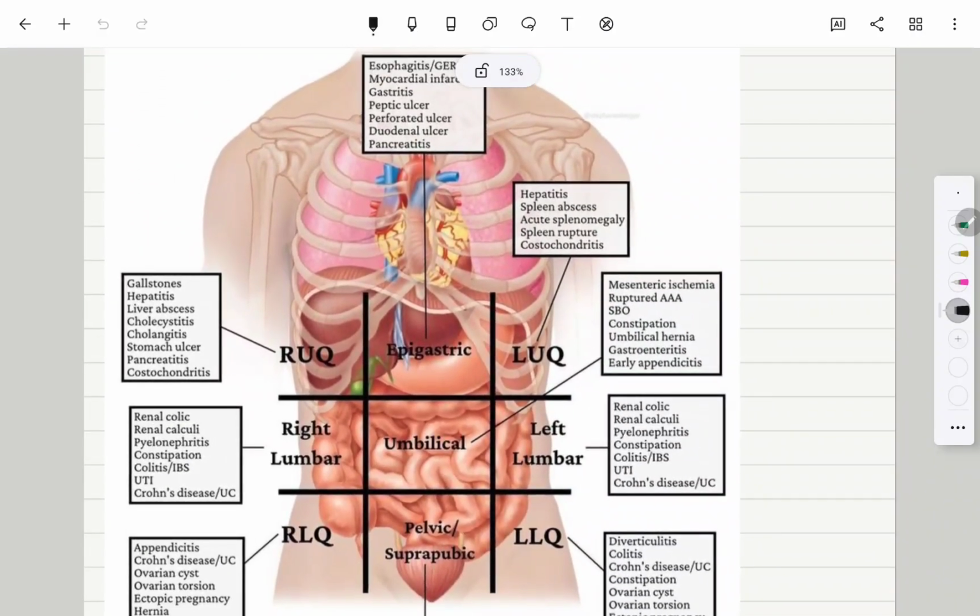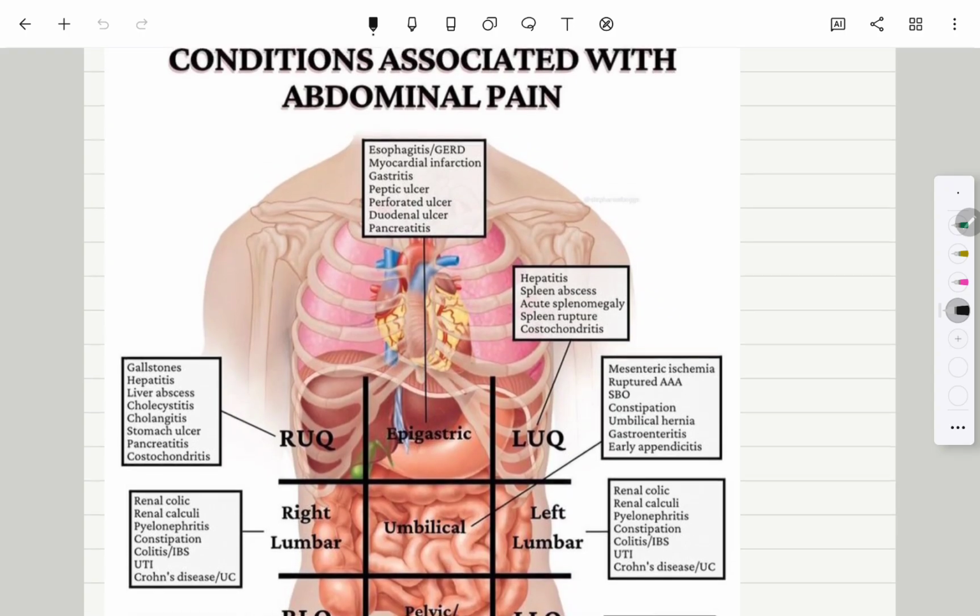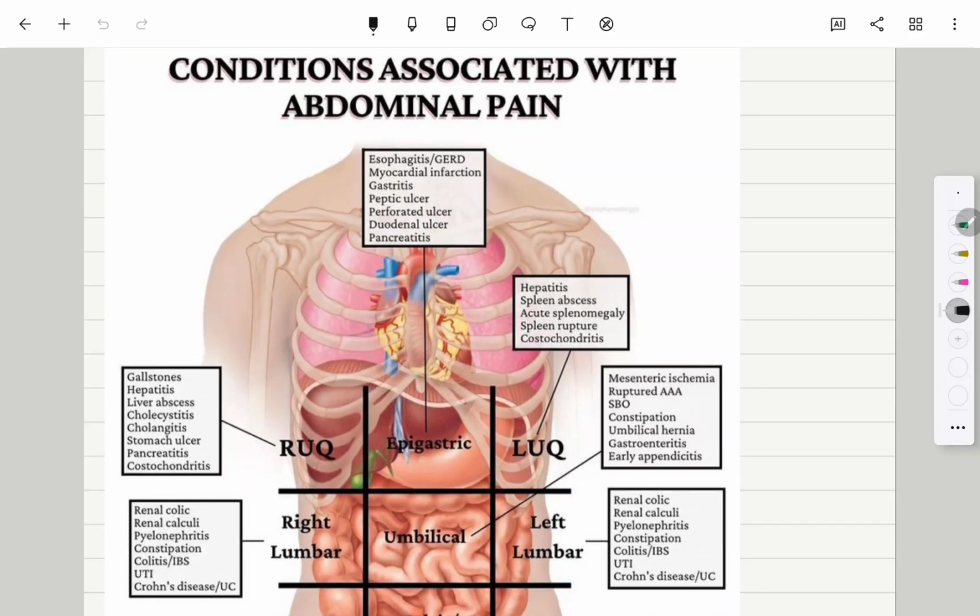Okay, let's look at this picture. If we find a pain in the epigastric area, we will think of esophagitis, inferior MI, myocardial infarction. There will be changes in leads 2, 3, and aVF. This pain will be present as epigastric pain. This may indicate inferior MI, okay?